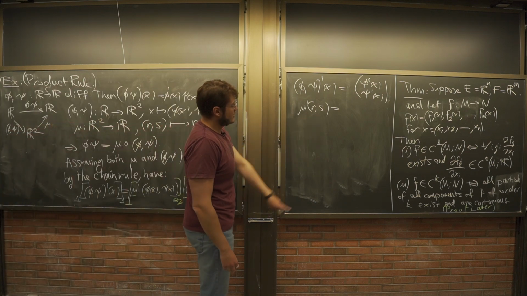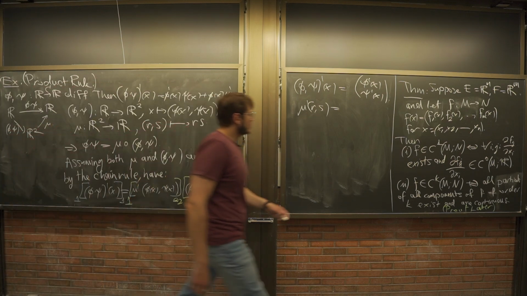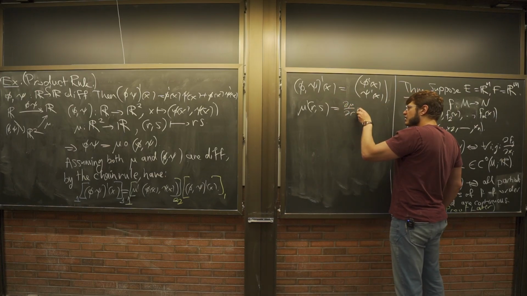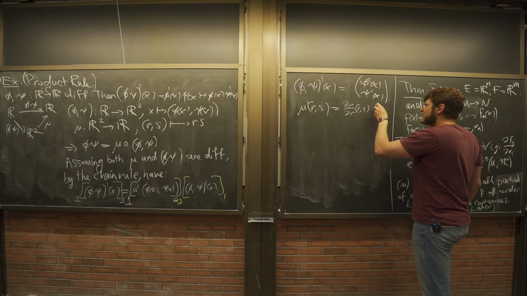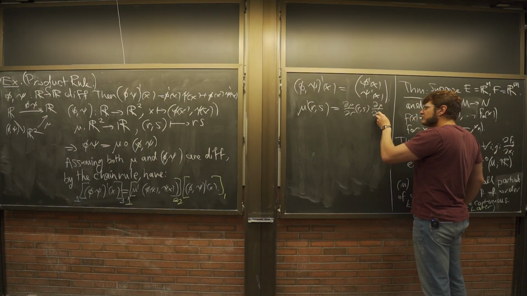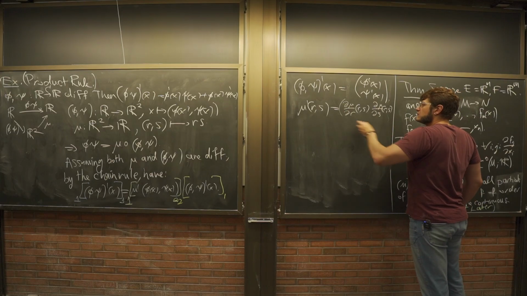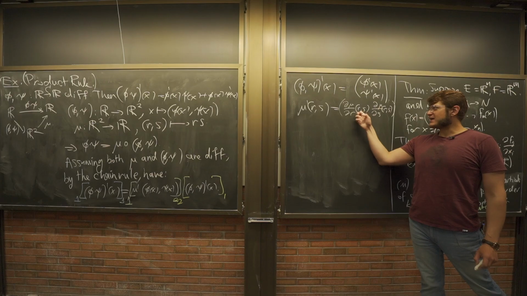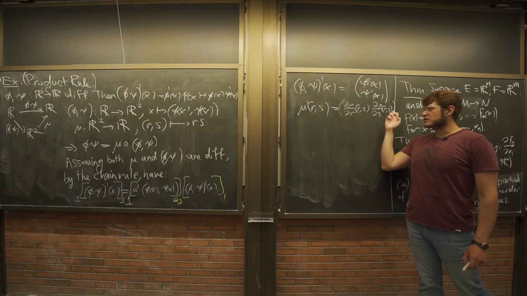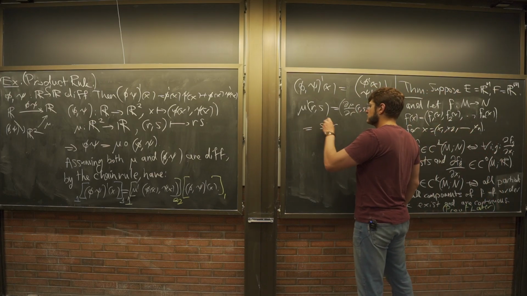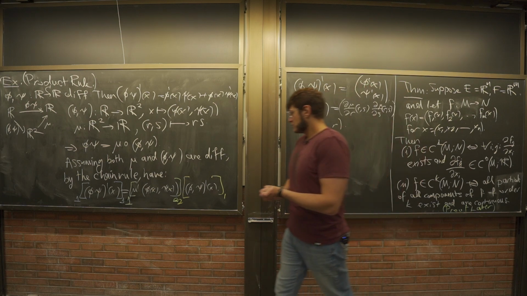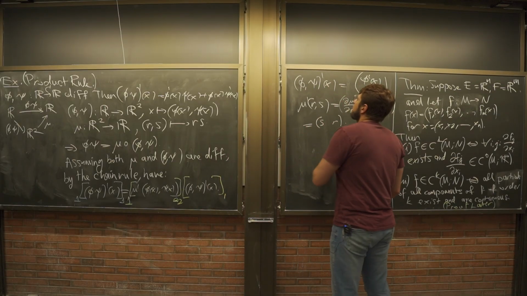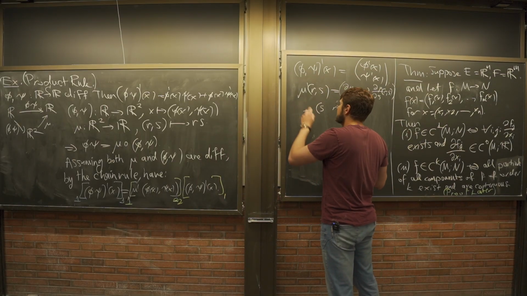So mu is r times s. And so I should put here the r partial evaluated at (r, s), and then the second entry should be the s partial. But of course, what is the r partial of rs? It is s. The s partial of rs is r. And so these are differentiable, and multiplying then gives you this.